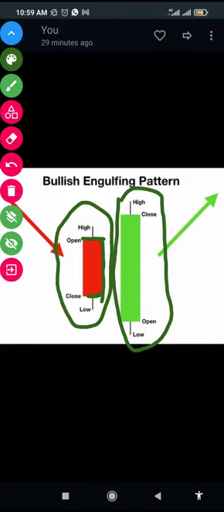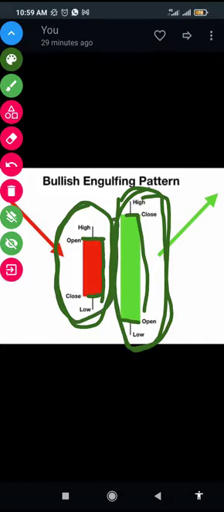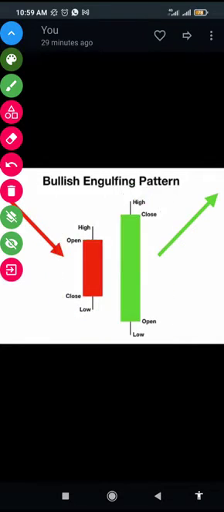It opens here, buys all the way and closes here. Then you can see the highest it got to before sellers started fighting them. You can see the lowest it got to before buyers came in, and you can see that this one swallowed this one. So this is a bullish engulfing candlestick.